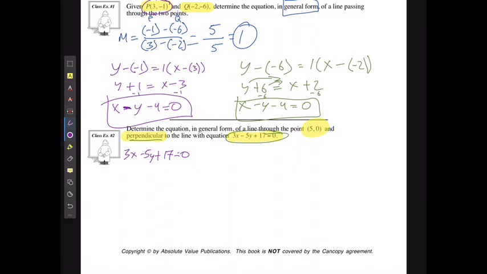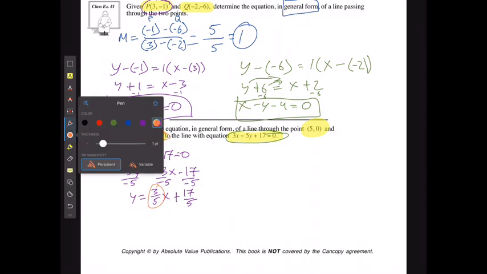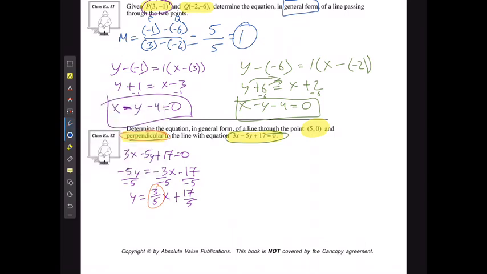I need to get y by itself, so -5y. I'm going to subtract 3x from both sides and subtract 17 from both sides, and divide everything by -5, so that y is truly by itself. Y is equal to positive 3 over 5x plus 17 over 5. And because I'm using this to find the slope, the only part of this that really matters is my slope. Because the slope is perpendicular, the slope that I'm looking for is going to be the negative reciprocal of this. I want a slope of negative 5 over 3.